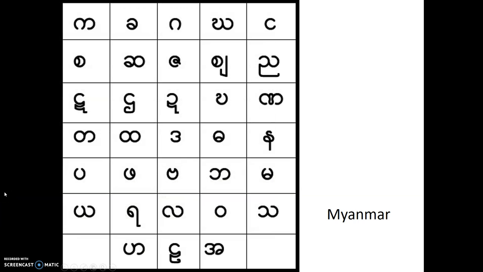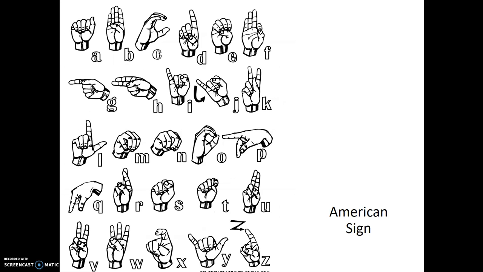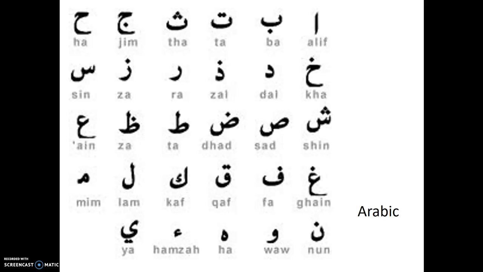Cyrillic. In Myanmar, they have these circle-based letters. American Sign Language, which is the English alphabet just put into hand motions. I don't want to get bogged down in details here. Here's the Arabic alphabet and even how to pronounce them. So there's Ka, Alif.